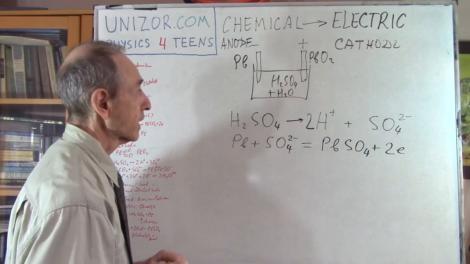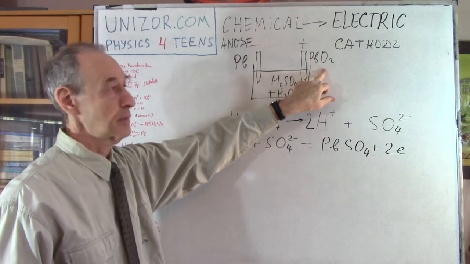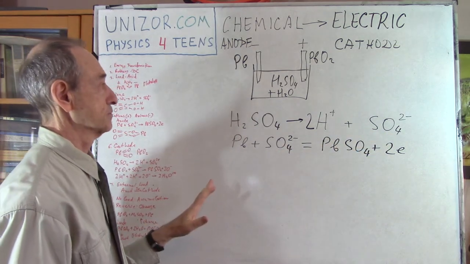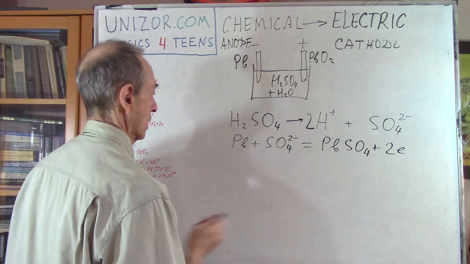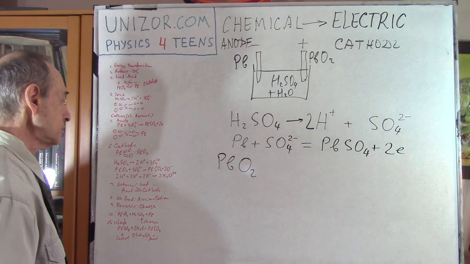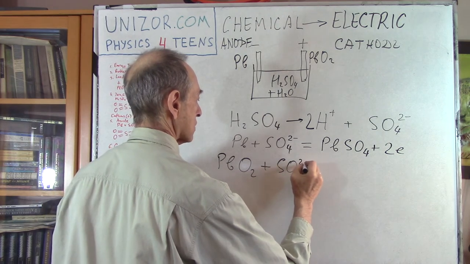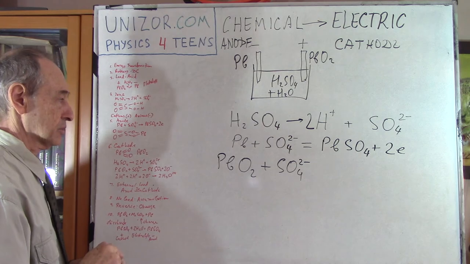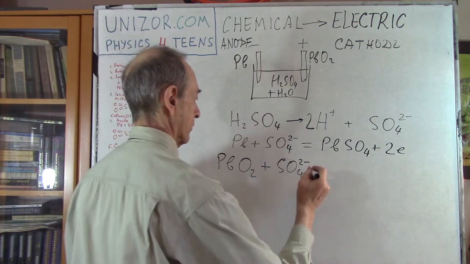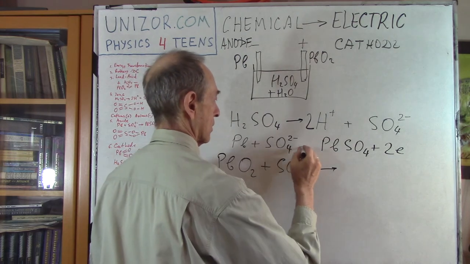Okay, so on the cathode we have lead dioxide, and it also has a chemical reaction with SO4. So what happens? We have PbO2, and we still have this SO4 with two extra negative electrons. And what happens? Well, I shouldn't put an equal sign, I should put an arrow here.